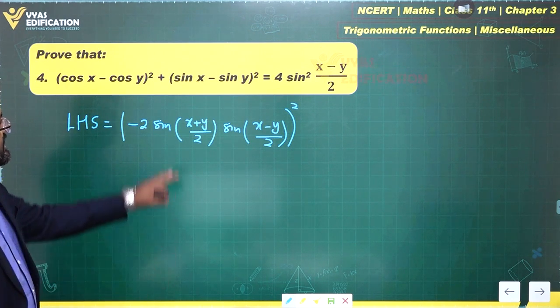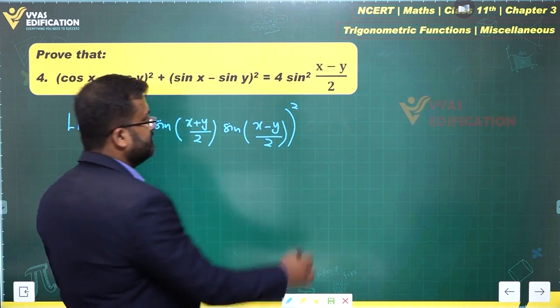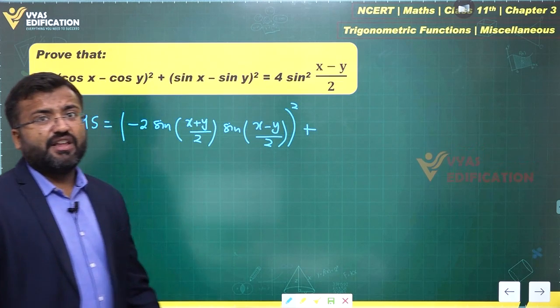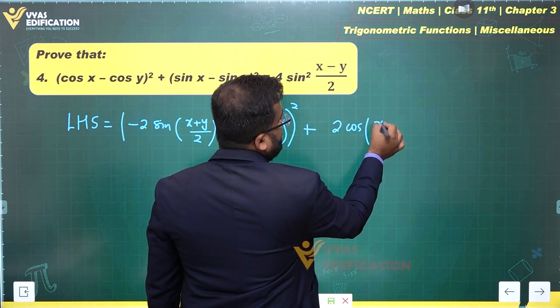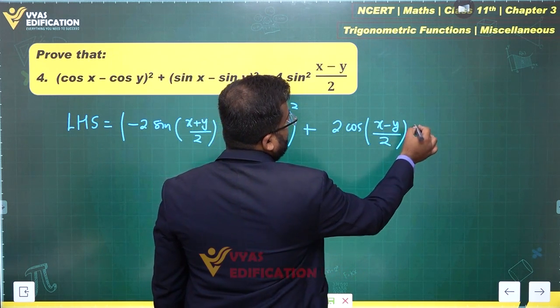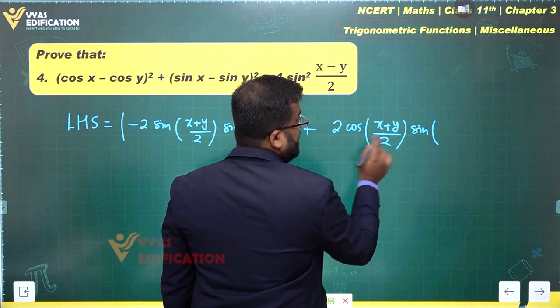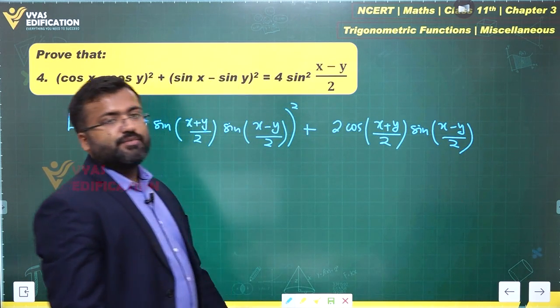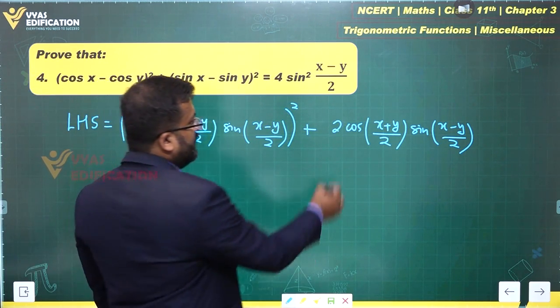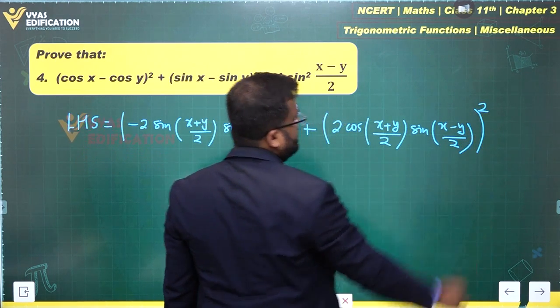What about the other term? (sin x minus sin y) whole square. Let's see that. This is sin c minus sin d. What is that? 2 cos term will come in the front. 2 cos (x plus y) by 2 sin (x minus y) by 2, right? Cos of (x plus y) by 2 and then sine of (x minus y) by 2. You have a whole square after that, right? This is what you have.